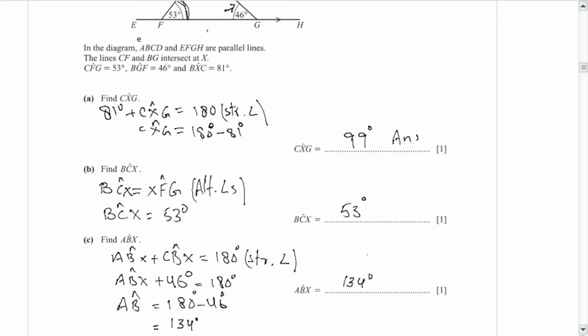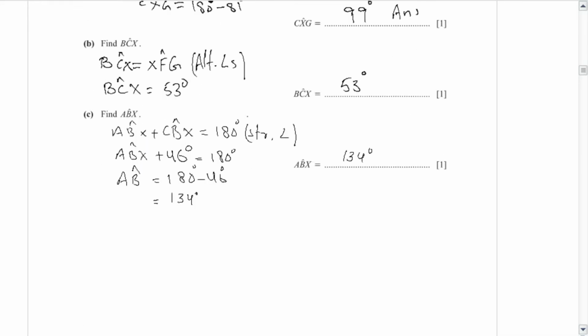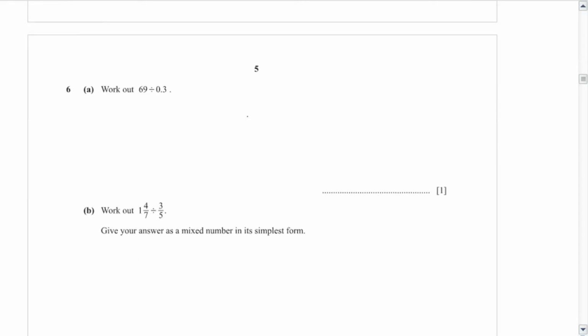So this was question number 5. Question number 6 has been given here: work out 69 divided by 0.3. So the question is 69 divided by 0.3, and 0.3 means 3 upon 10. We convert this decimal fraction into a common fraction.